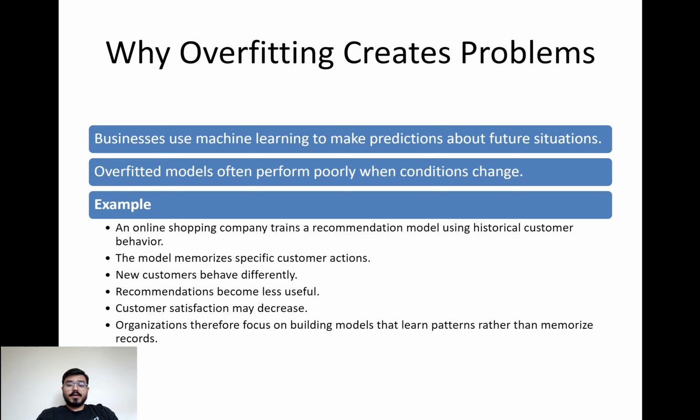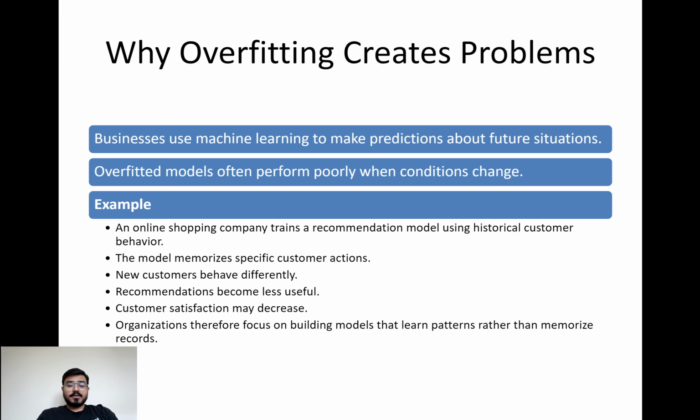However, instead of learning general shopping patterns, the model memorizes specific actions from existing customers. Everything appears fine while evaluating familiar information. The problem occurs when new customers visit the website. This customer may have different interests, shopping habits, and preferences. Because the model memorizes old information rather than learning broader patterns, its recommendations become less useful.